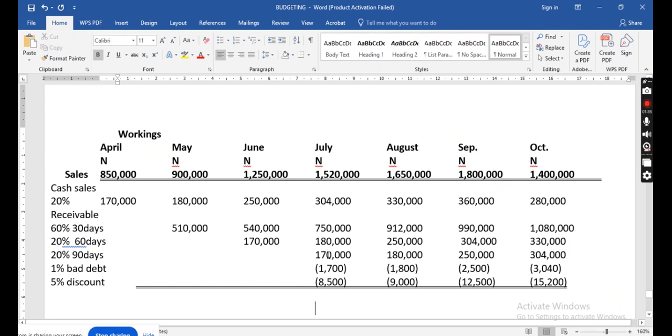You know, the total sales was 850. I removed 20%, which gave me the 170. After removing 20%, I have 80% left. So 80% times 20%, I got the answer for that one. Next one, 80% times 60%, I got that one. 80% times 20%. When I added everything together, I still have the same 850, the same answer.